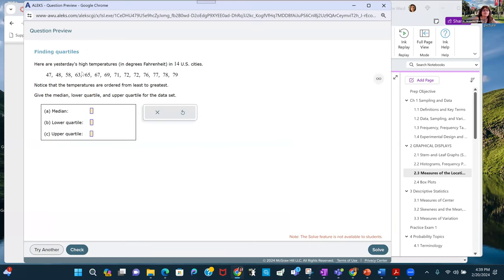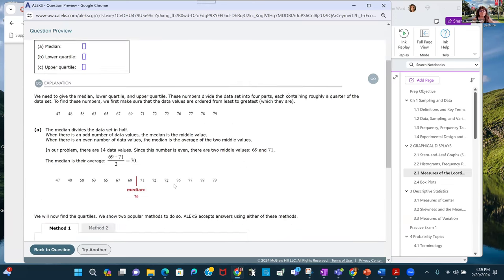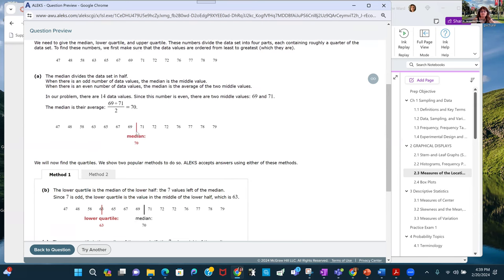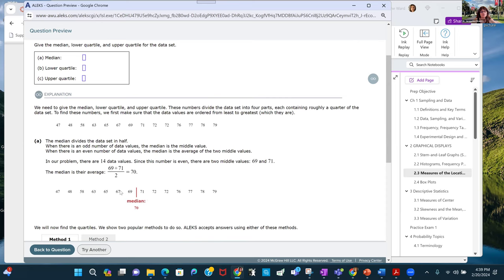Okay. So here it's just asking you to give the median, the lower quartile, and the upper quartile. The temperatures are ordered from least to greatest. So find the median, the lower, and the upper quartiles. Again, the median is that middle. We have 14 data values. That's an even number, so you're going to have seven numbers to the left and seven numbers to the right, and take the average of those two in the middle to get the median.